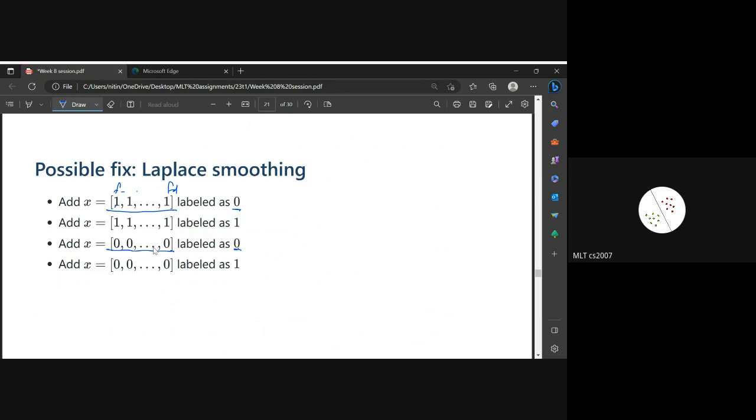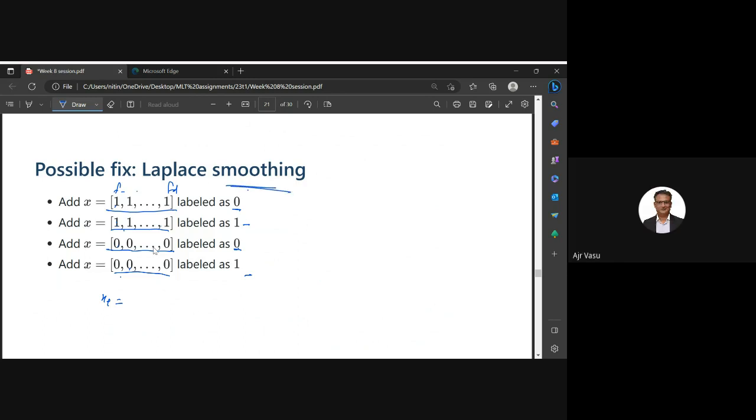So it doesn't miss out on any feature's value, right? Similarly for label 1, I just add one data point which takes all values 1, and one data point which takes all values 0. So it makes sure that all the features take both the values 1 and 0. That's how there won't be any test data point which misses a feature value that is not present in the training data points, right? So that's how you fix your problem, and this fix is called Laplace smoothing.